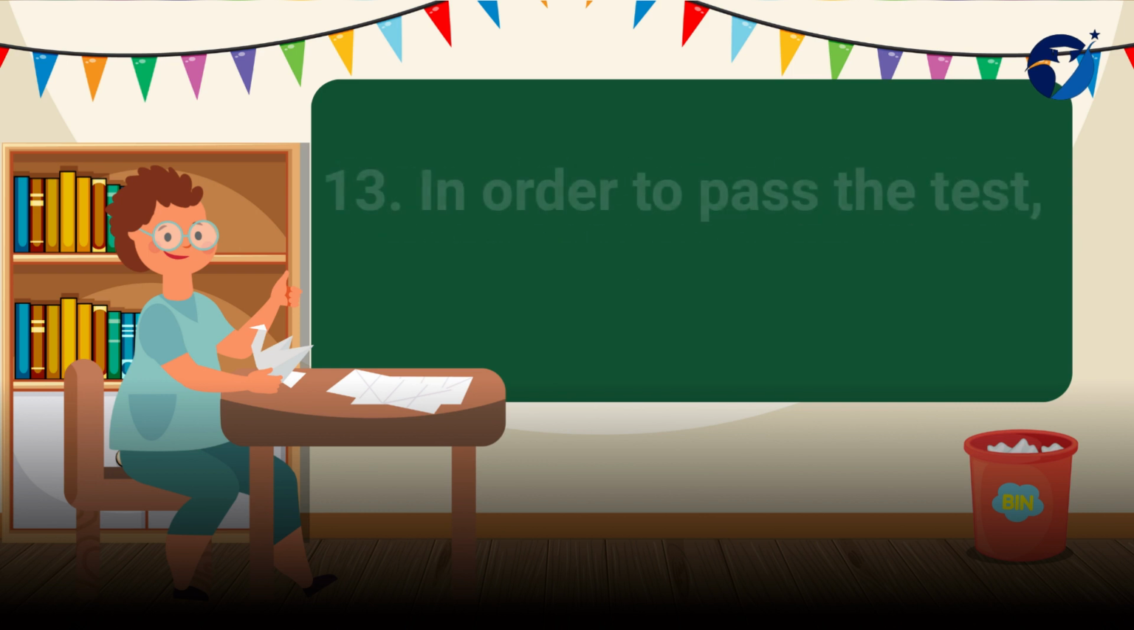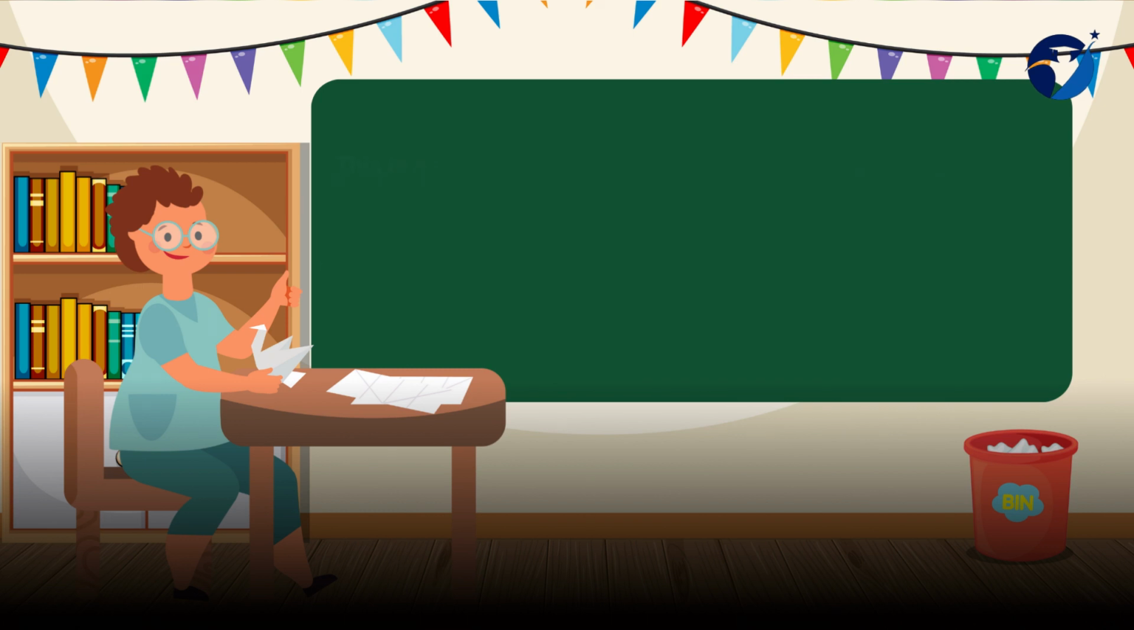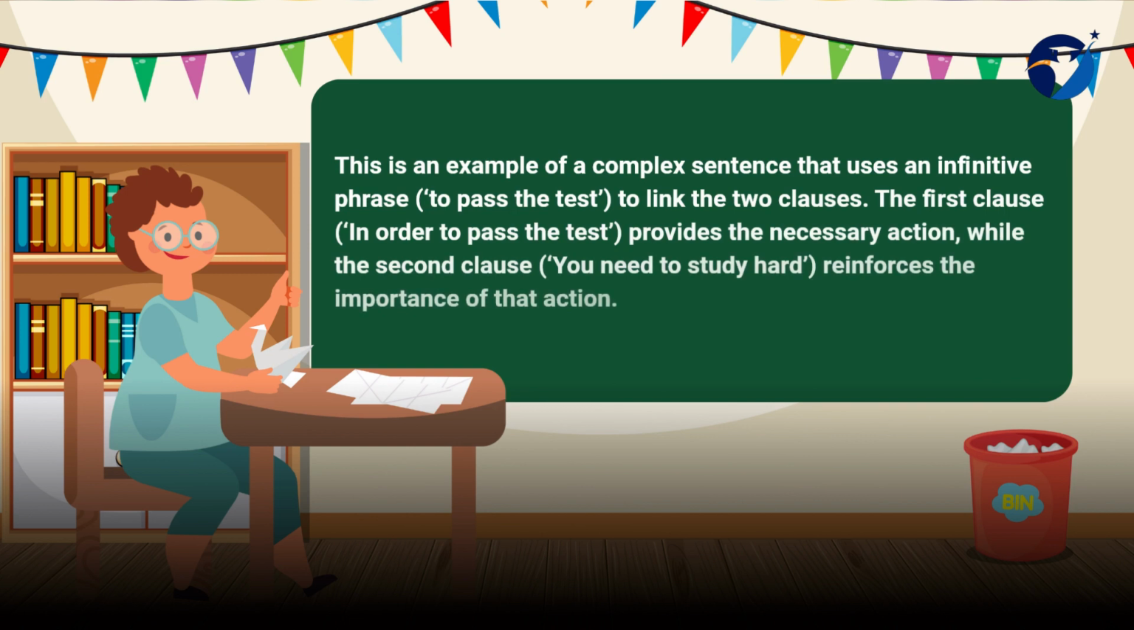13. In order to pass the test, you need to study hard. This is an example of a complex sentence that uses an infinitive phrase, to pass the test, to link the two clauses. The first clause, in order to pass the test, provides the necessary action, while the second clause, you need to study hard, reinforces the importance of that action.